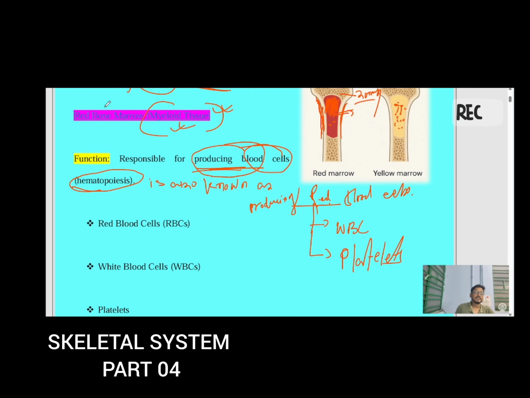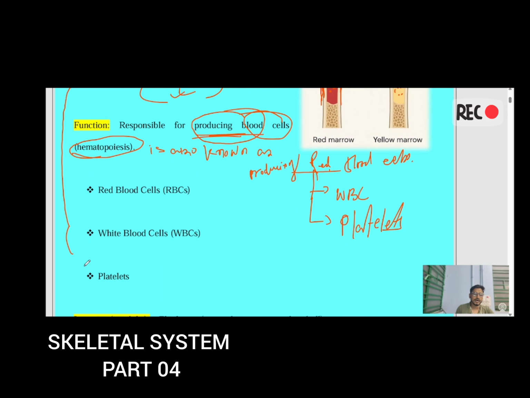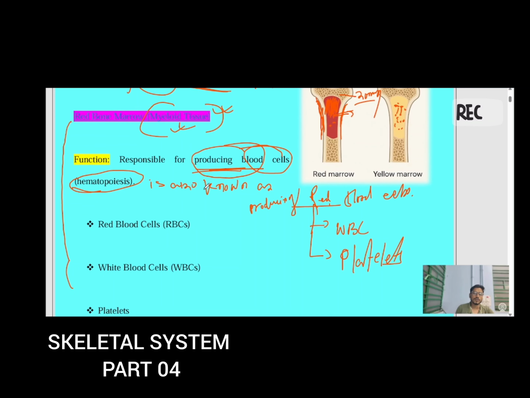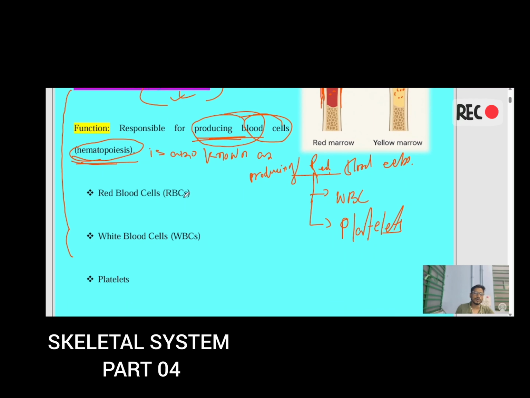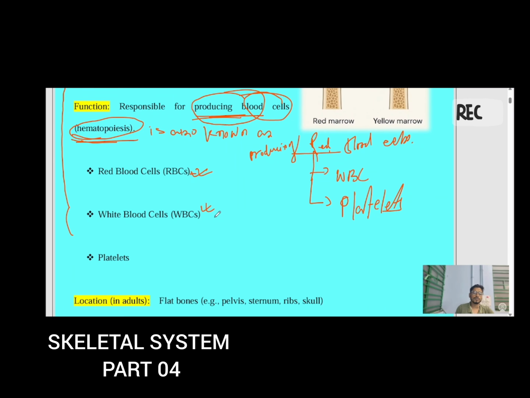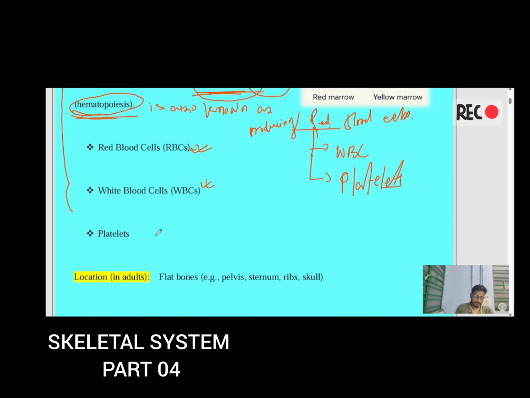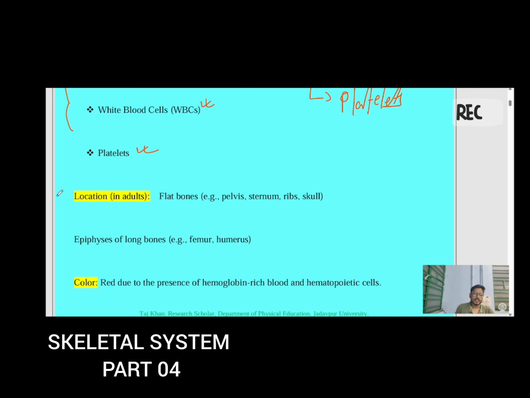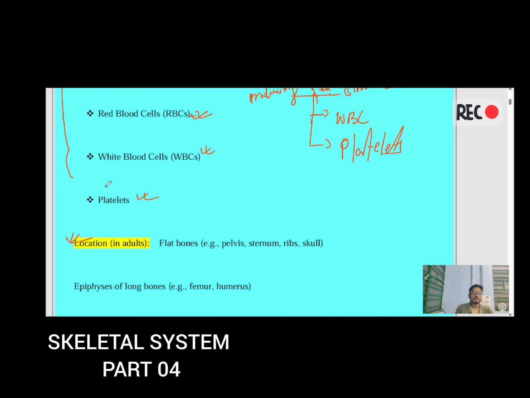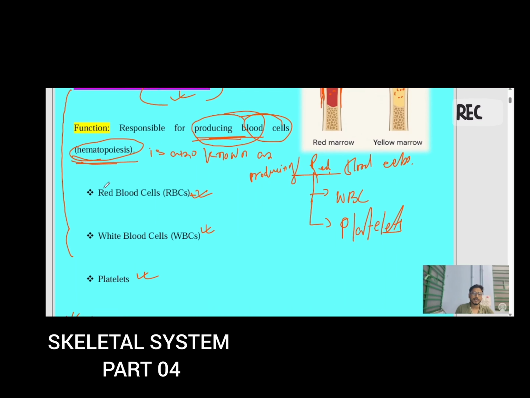So, in relation to red blood cells, red bone marrow does the producing of blood cells, also known as hematopoiesis. By hematopoiesis we produce RBCs, white blood cells, and also platelets. Now the location: where can we find the red blood cells, the white blood cells, and the platelets?